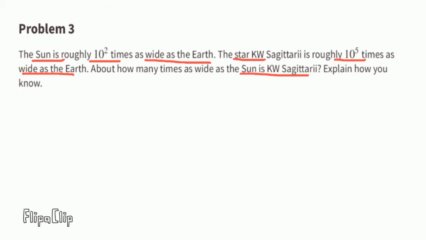Explain how you know. KW Sagittarius' width is 10 to the power of 5 times larger than the width of the Earth, and the Sun is 10 to the power of 2 times larger than the width of the Earth. So 10 to the power of 5 divided by 10 to the power of 2 equals 10 to the power of 3, because the 10 to the power of 2 at the bottom cancels out, and you have to cancel out 10 to the power of 2 from 10 to the power of 5, leaving 10 to the power of 3. And 10 to the power of 3 is 1,000. KW Sagittarius is 1,000 times wider than the Sun.